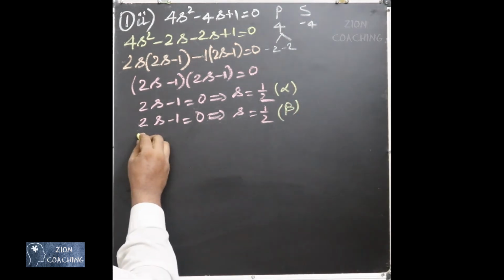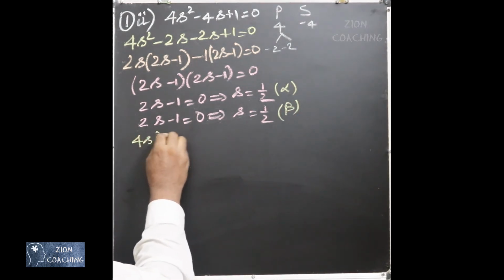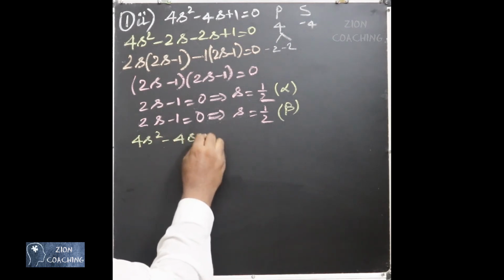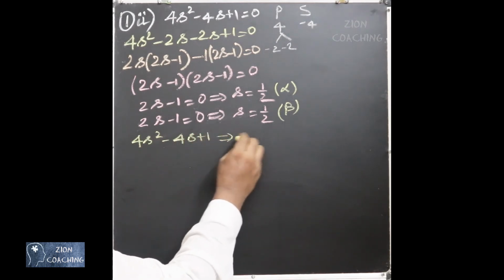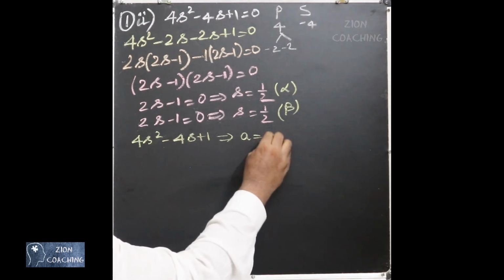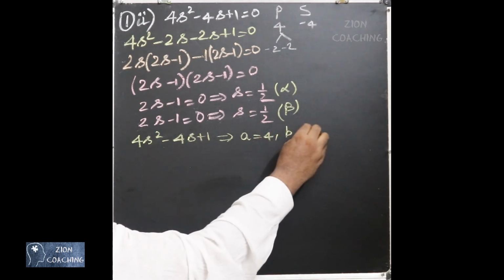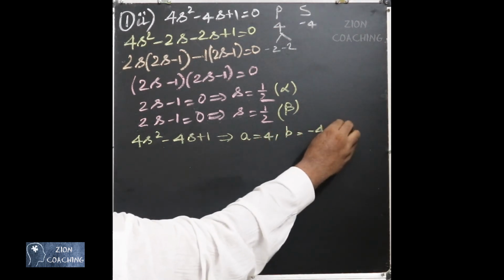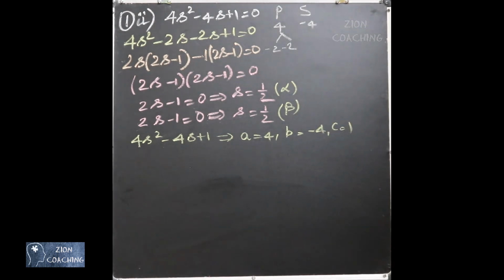By comparing with the given equation 4s squared minus 4s plus 1, we know that the a value is 4, the b value is minus 4, and the c value is 1. Now we are going to verify the relationship.